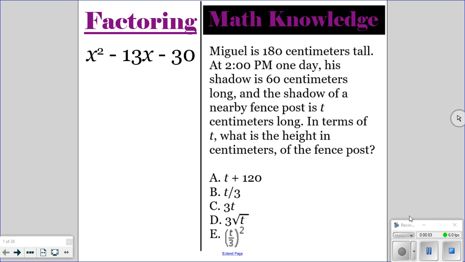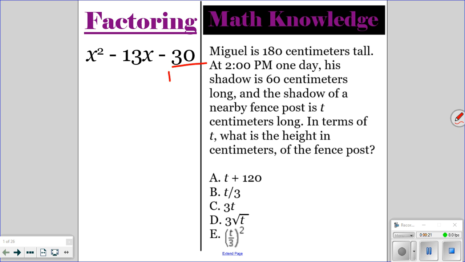Alright, so y'all go ahead and do the factoring and the math knowledge question for today. Pause the video, and then once everyone is finished, you can unpause the video and I'll go over the correct answers. So for the factoring, you're looking for two numbers that multiply to give you 30 and add to give you 13, or subtract to give you 13.